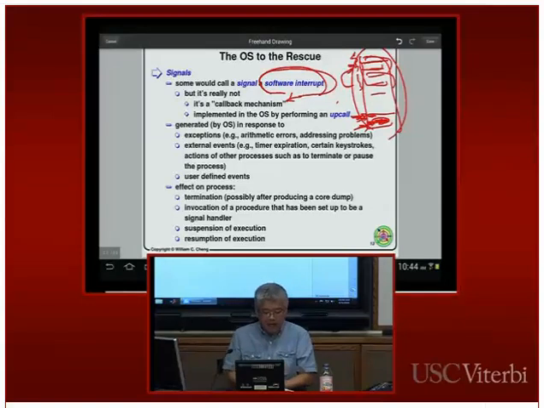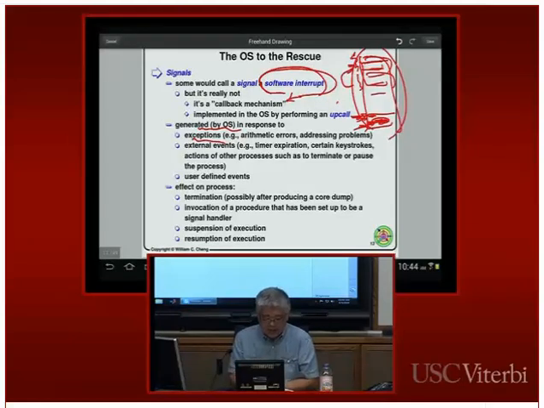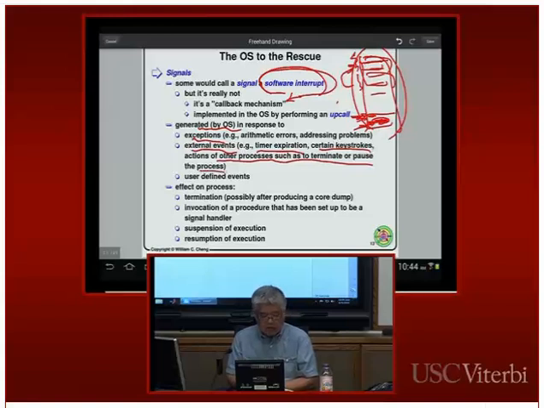All right? So it can be generated by the operating system in response to exceptions, such as divide by 0, taking a square root of a negative number, things like that, or accessing a memory location that you're not supposed to. Or it could be caused by an external event, such as timer expiration, a certain keystroke like Control-C, or an action by another process, such as terminate or pause the process.